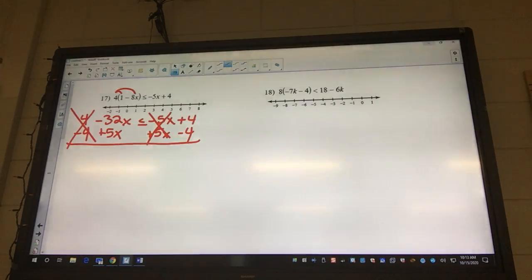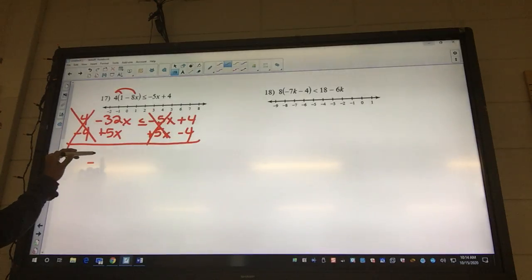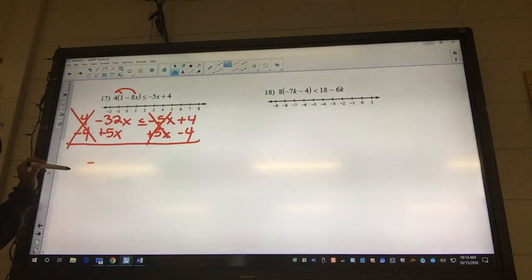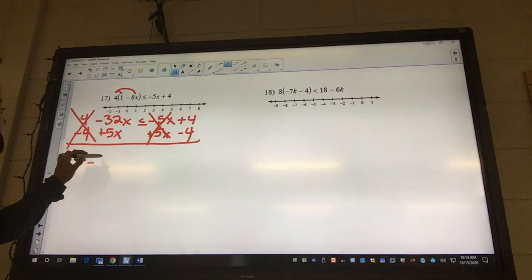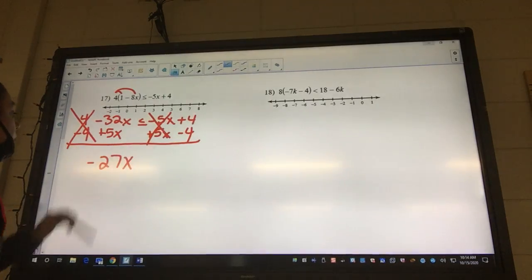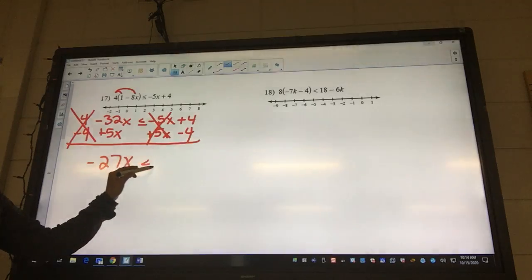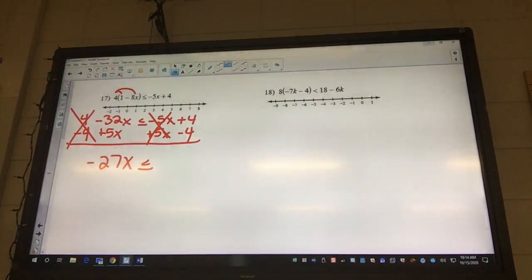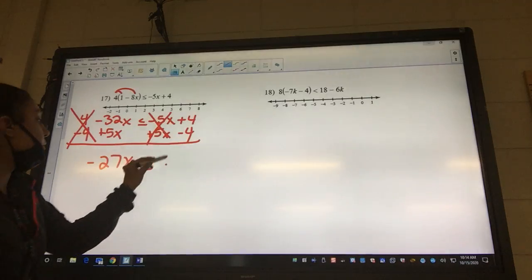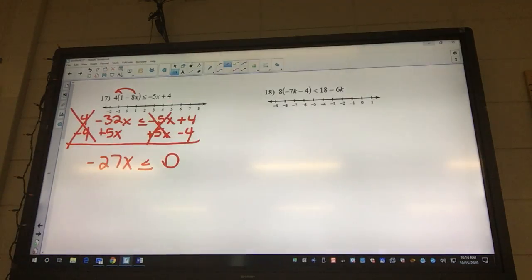Negative 32 plus 5x. Negative 27. Okay, and what is negative 4 plus 4? 0. So you can put 0, it's the same thing as canceling. Over here we had a positive 4 and a minus 4. We just crossed it out because it really is 0.